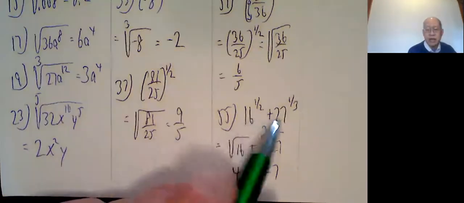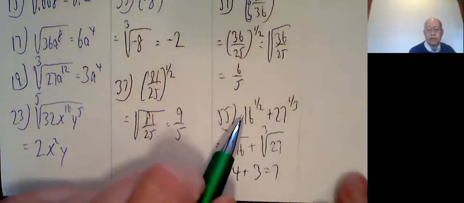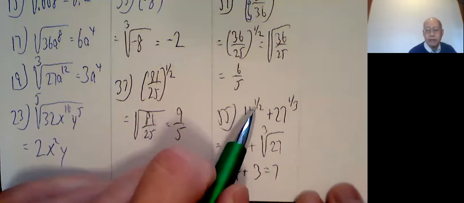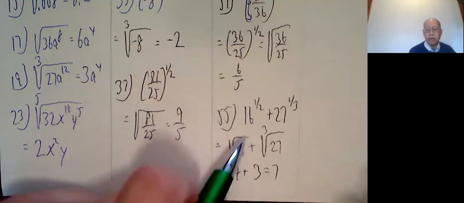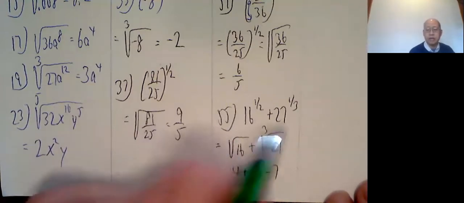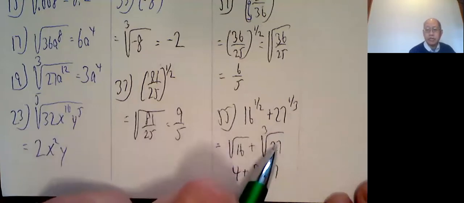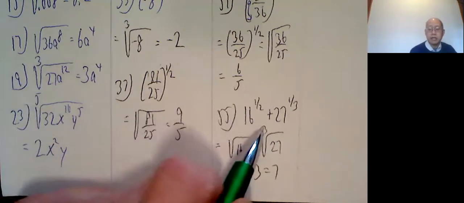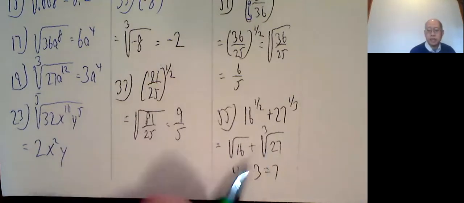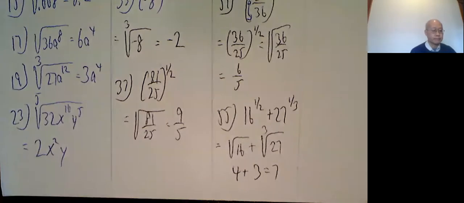Okay, 55, they ask you to add 2 things, so no big deal. Figure this out, and add it. Okay, if you raise something to the 1/2, the power is 1, which means don't write it. The root is 2, which also means don't write it, right? This is understood to be square root. 27 to the 1/3, the exponent is 1, don't write it. Cube root. Okay, square root of 16 is 4. Cube root of 27 is 3. 4 plus 3 is 7.